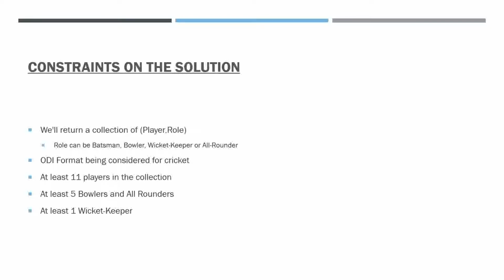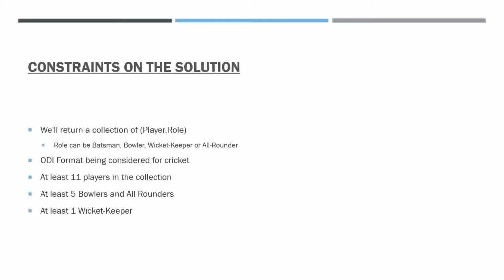So as per the rules of cricket, we had the following constraints on a solution. We need to return at least 11 players in the collection, among which we can provide them rankings. And as per the requirement, the coach or the team can decide who all will play for them. And also we considered the ODI format of the game.